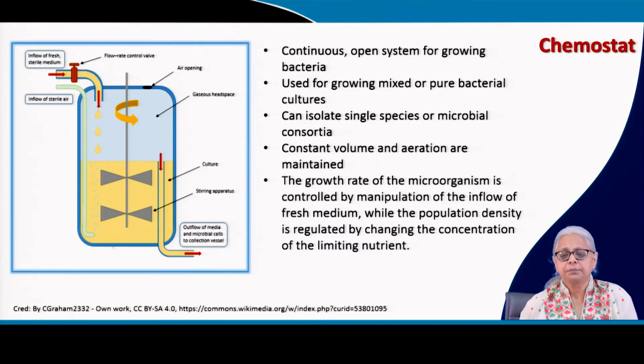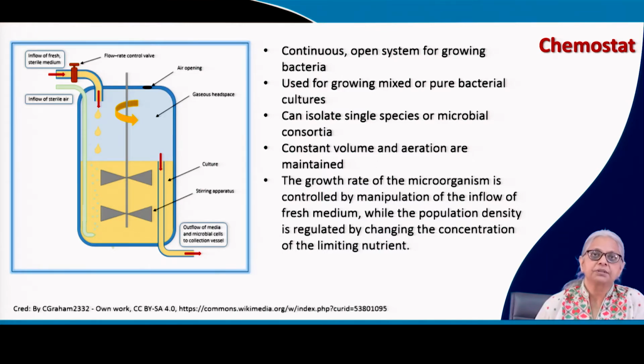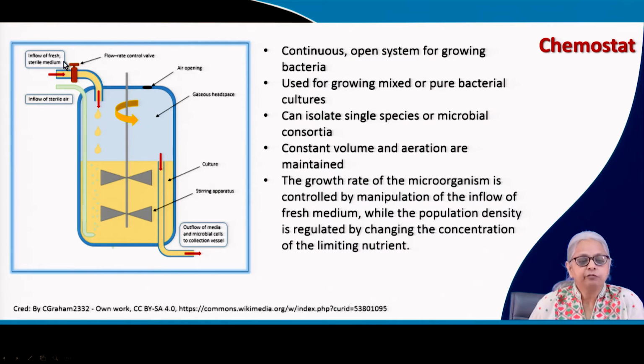Let's start with a simple chemostat. Now a chemostat, unlike a batch culture, is a continuous flowing reactor. So you have an inflow of fresh sterile medium coming in at one end. It is completely mixed inside the reactor, and you have an output of the media along with the microbial cells that are growing within the chemostat. So therefore it's a continuous open system for growing bacteria.